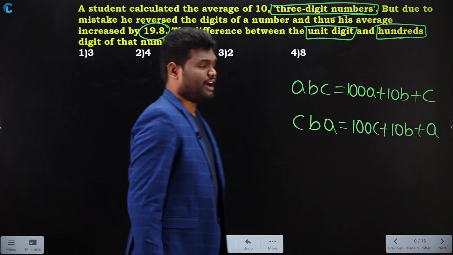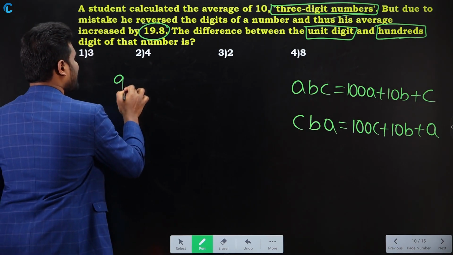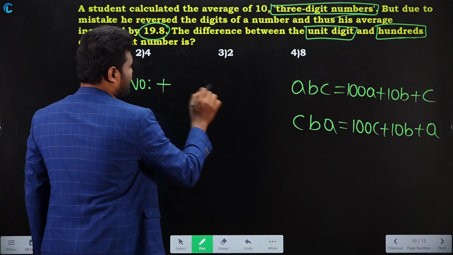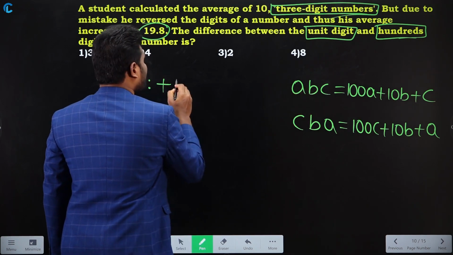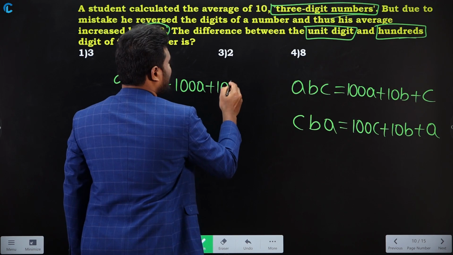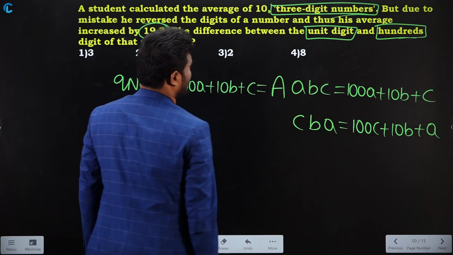Now, if you calculate this, out of those 10 numbers, 9 numbers are going to be the same anyway. The remaining number is nothing but the 3 digit number ABC. As it is a 3 digit number ABC, we need to write it as 100A plus 10B plus C. And let us say the average is A.